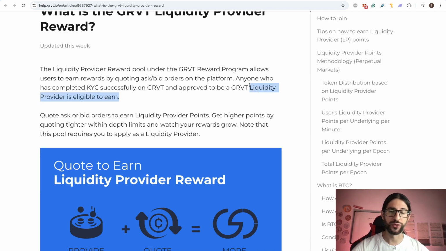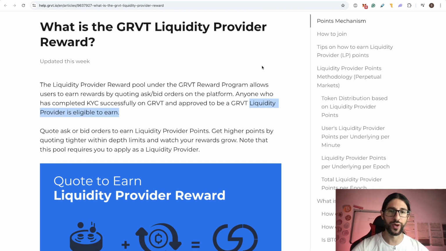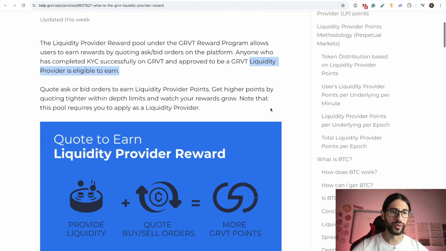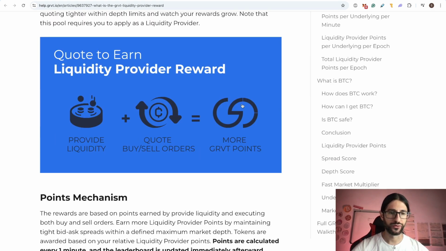This part, guys, was before, when I started to provide liquidity for the points on the GRVT airdrop: you needed to complete a form. It wasn't open to everyone. But now it's going to be open to everyone that has KYC, so this part you don't need to do anymore. So you need to quote ask or bid orders to earn liquidity provider points. You get higher points by quoting tier within depth limits and watch your rewards grow. So basically provide liquidity plus quote buy and sell orders, more GRVT points.